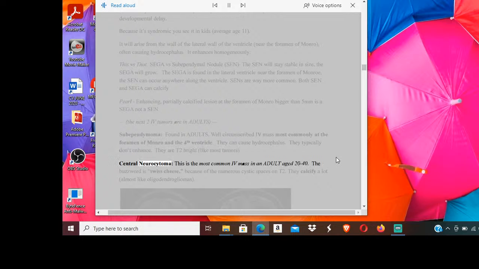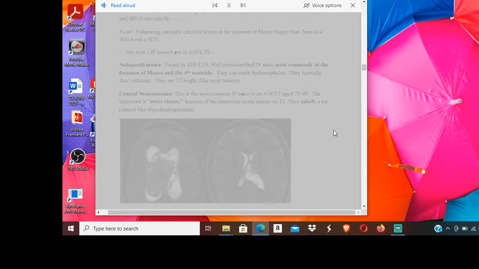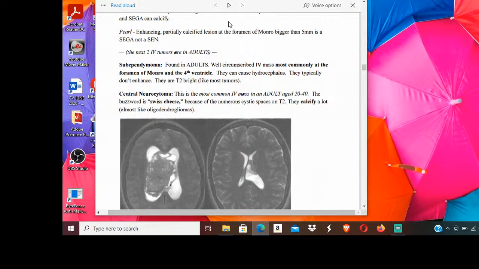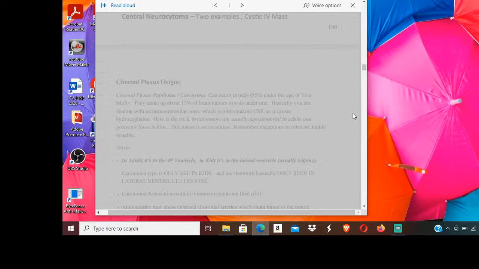Central neurocytoma. This is the most common intraventricular mass in an adult aged 20 to 40. The buzzword is Swiss cheese because of the numerous cystic spaces on T2. They calcify a lot, almost like oligodendrogliomas. Central neurocytoma, two examples, one a cystic mass.